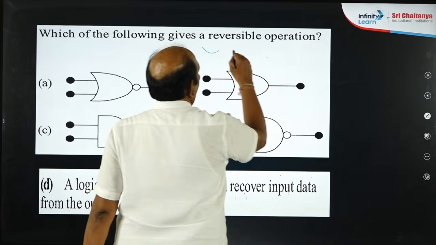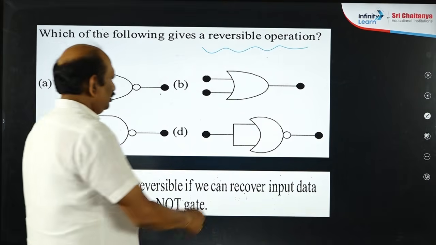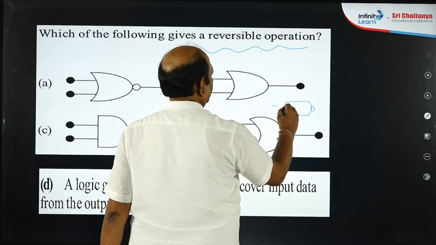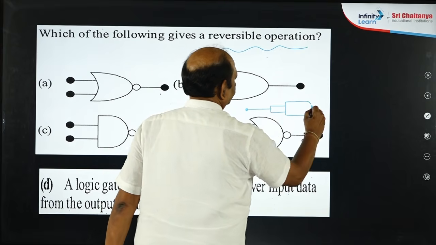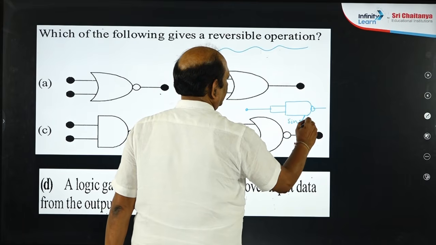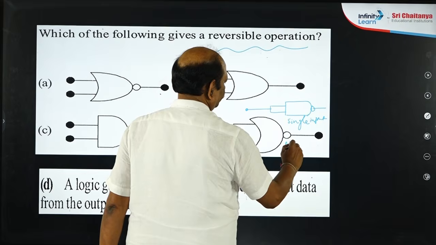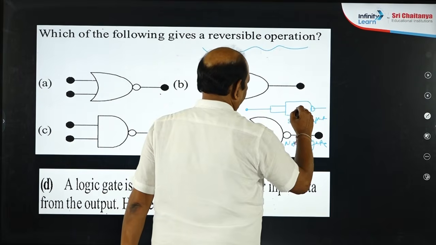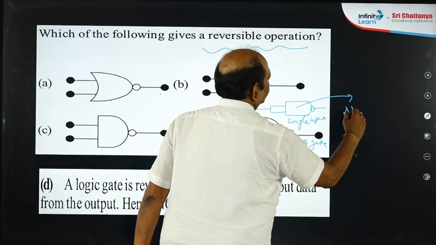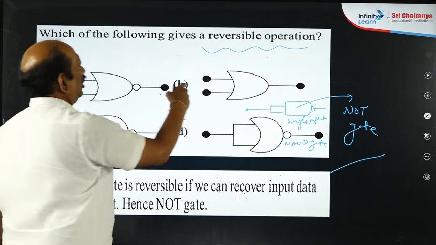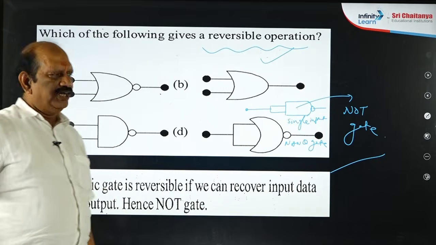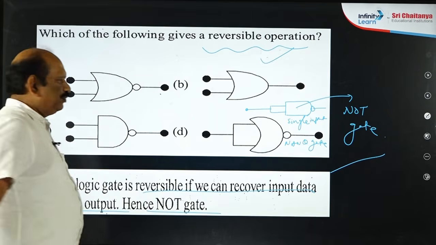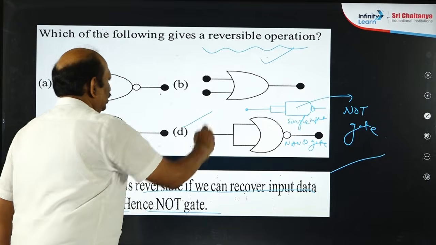Which of the following gives a reversible operation? This is actually a new type of model which I am selecting. This diagram you treat like this. This is a single input NAND gate. A single input NAND gate acts as a NOT gate. So this NOT gate has the reversible operation. Wantedly I selected this new type. A logic gate is reversible if we can recover input data from output. Hence, it must be a NOT gate. Okay, Nana. Next.